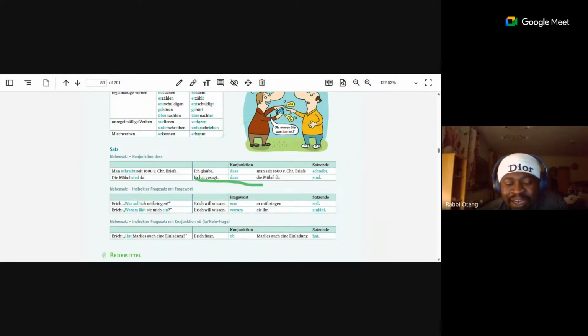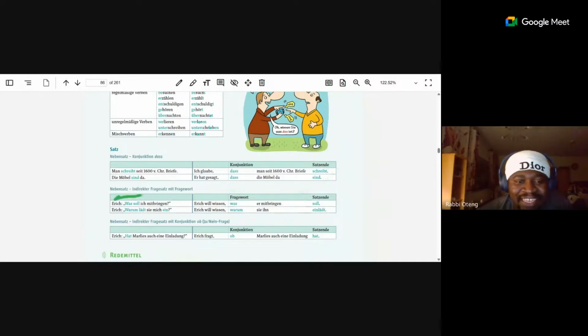Er hat gesagt, dass. We use sagen, which is often accompanied with dass. You can just say, er hat gesagt, die Möbel sind da. It's correct, okay? But we prefer to use dass to make it a subordinate clause, a Nebensatz. So: er hat gesagt, dass die Möbel da sind, or er hat gesagt, die Möbel sind da. When you don't use dass, you stick to the main clause order. But when you use dass, your verb goes to the end of the sentence.